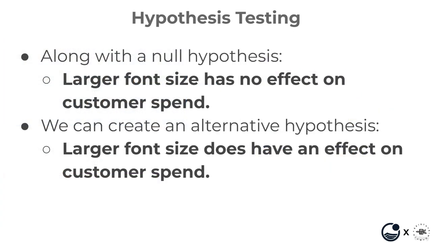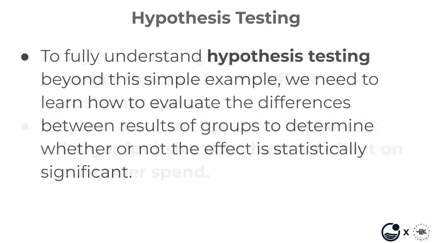So along with a null hypothesis, like larger font size has no effect on customer spend, we also have an alternative hypothesis, which is essentially the opposite. It basically says that a larger font size does have an effect on customer spend. So you have the null hypothesis where there is no effect. The alternative is that there is an effect. Notice how neither the null hypothesis or the alternative hypothesis is actually specific to the strength of the effect. It's really just there is no effect or there is an effect.